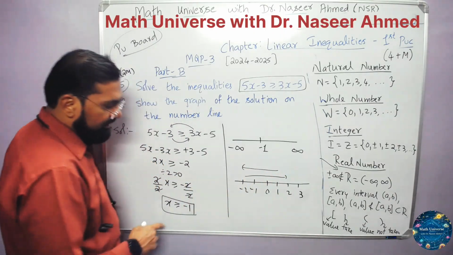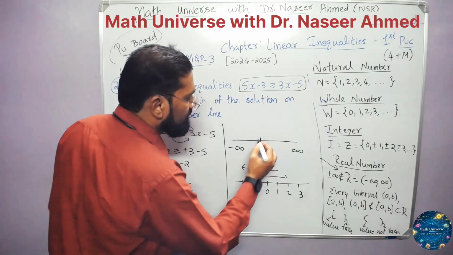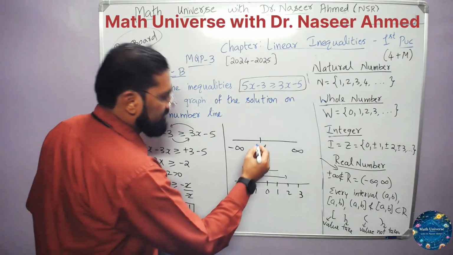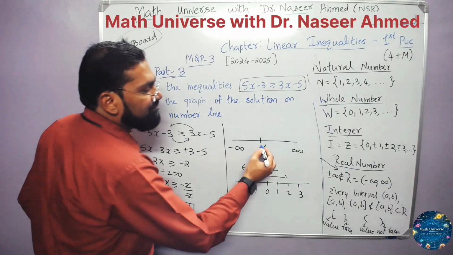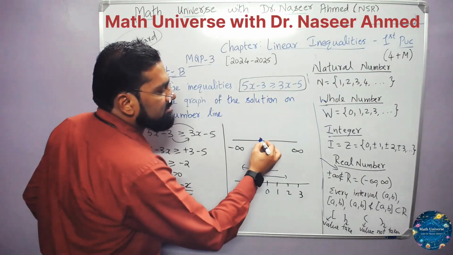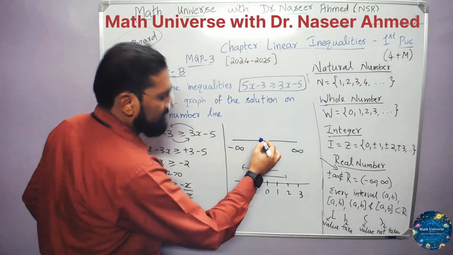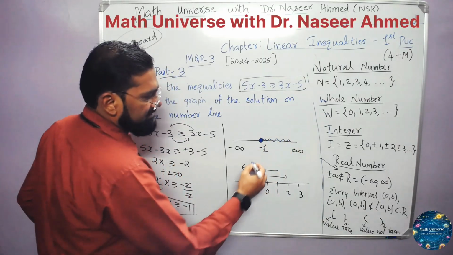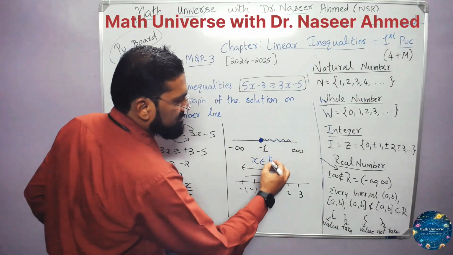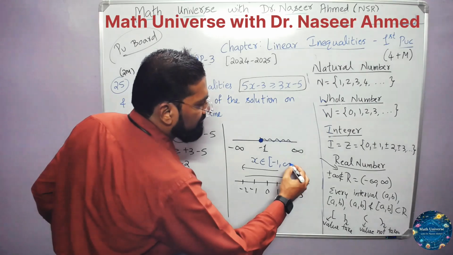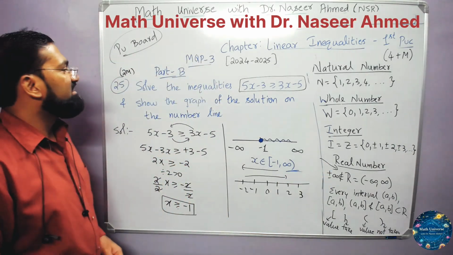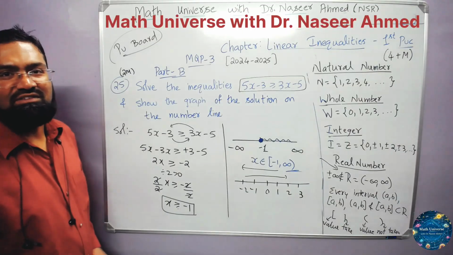Okay, greater than or equal to minus 1. Since I have got an equal sign, at minus 1 I will close shade here, and I want greater than minus 1, nothing but right to that. So my answer will be x belongs to the closed interval minus 1 comma infinity. Job done. A very easy problem. Kindly make a note of this.